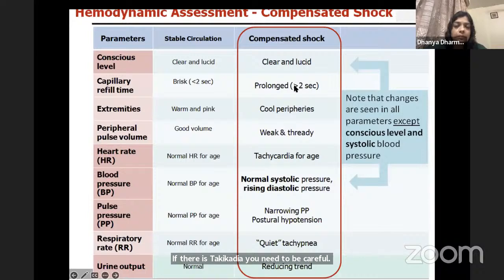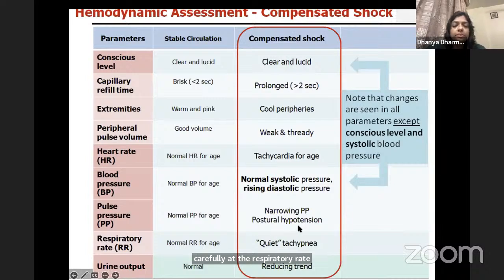This is the time when you can actually prevent further complications by proper IV management. So again, I repeat, the conscious level can mislead you. The child can be completely conscious, but you need to look at the other parameters for peripheral perfusion, the blood pressure and heart rate especially.